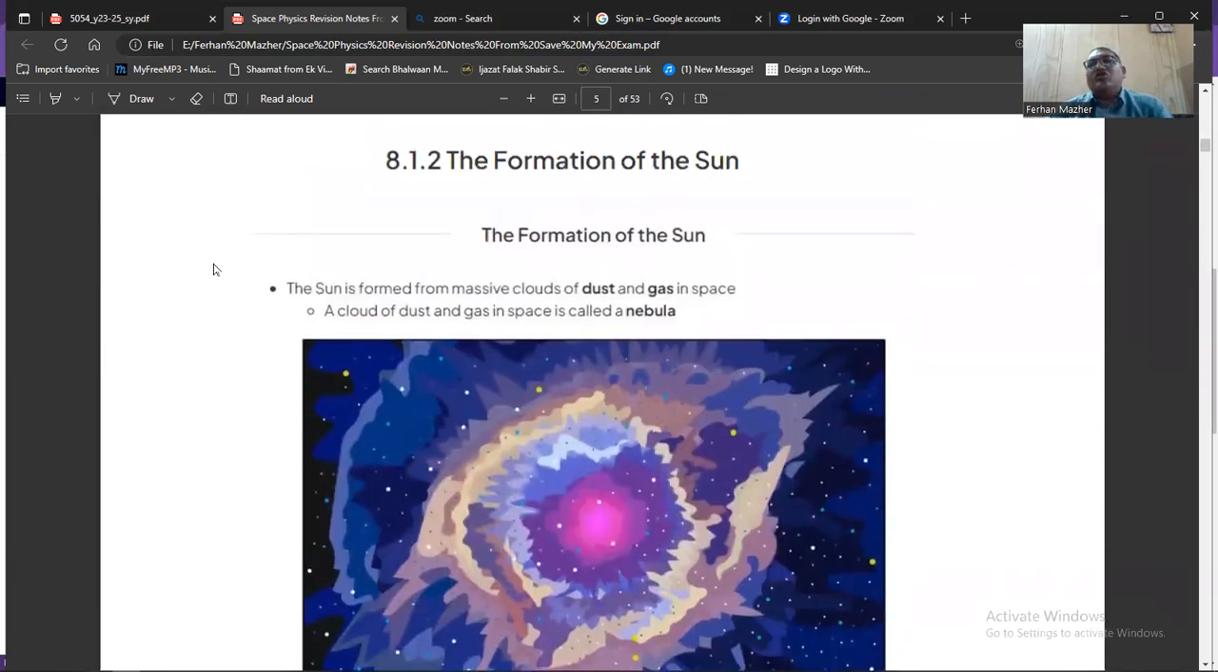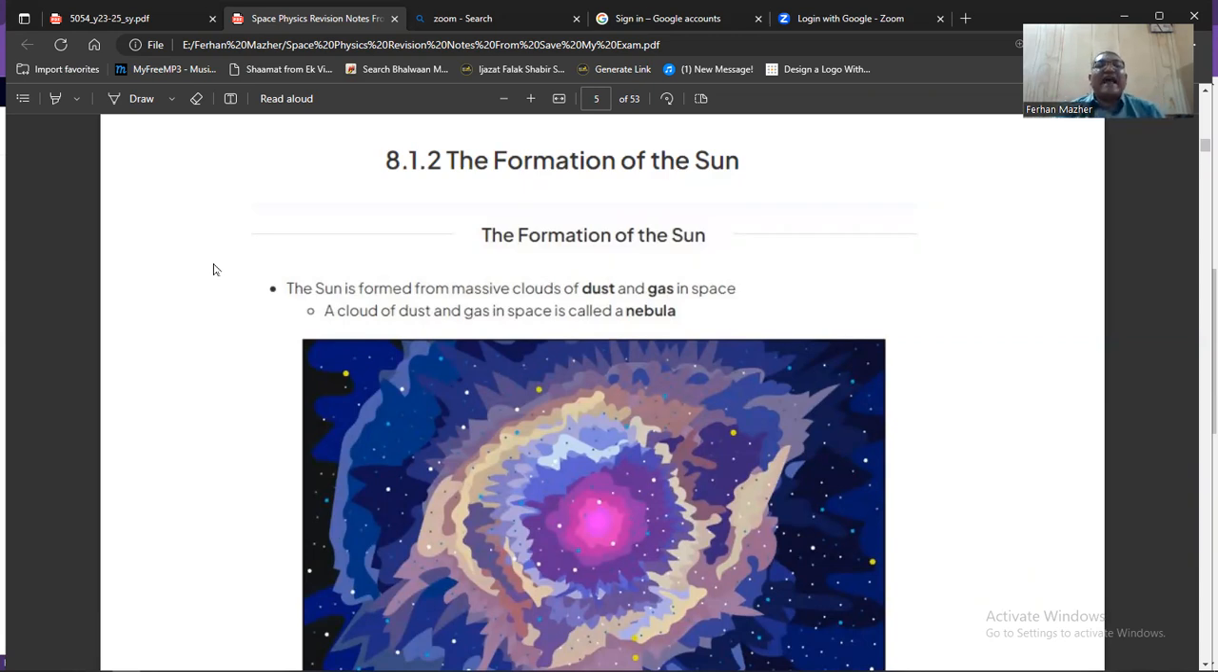Okay, so how the Sun is formed. From an exam point of view, this question has been frequently asked in the Cambridge O-level physics exam. You must remember that in 2016 this question was asked, and you should remember this answer also: how the Sun is formed. The Sun is formed from massive clouds of dust and gas in space. So the Sun starts as a cloud of dust and gas in space.